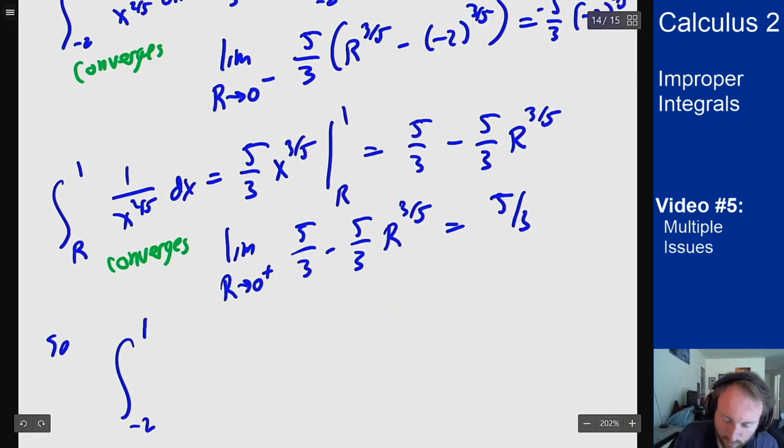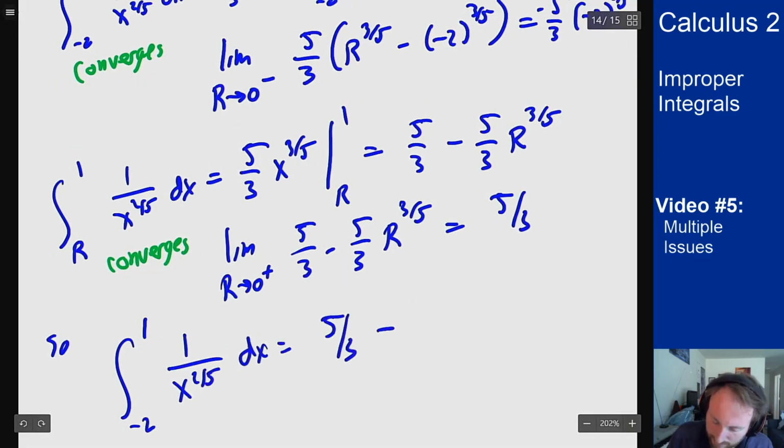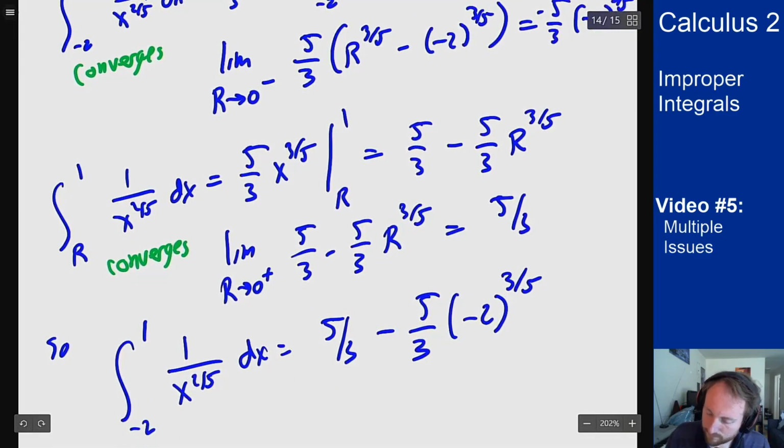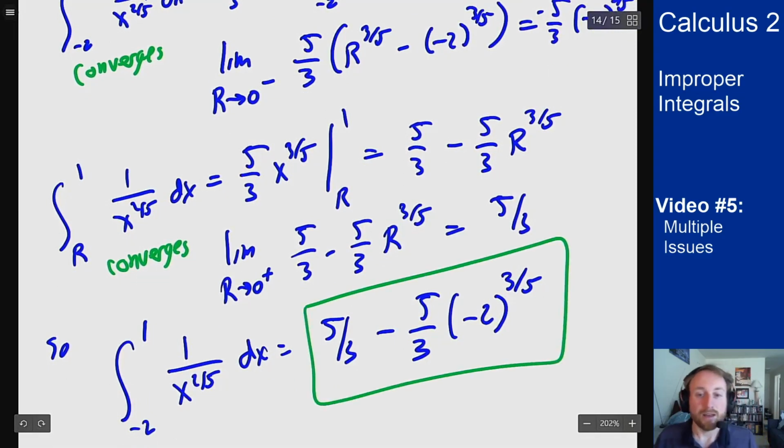The integral from minus 2 to 1 of 1 over x to the 2/5 dx is 5/3 minus 5/3 times minus 2 to the 3/5. And notice that this is what you would have gotten had you directly integrated in the first place.